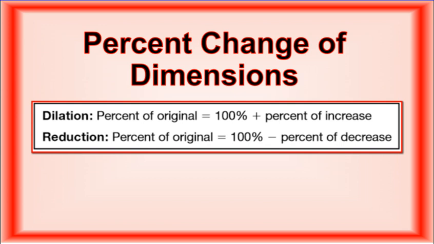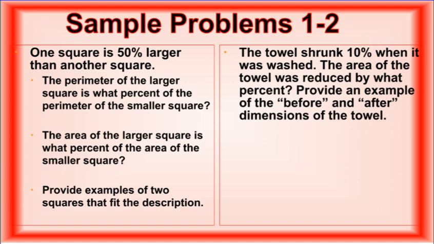So if they said it's a percent of, that means it's going to be a certain percent from the total. If they said a percent off, that means you're subtracting a certain percent from the total and then you solve it. So let's take a look at an example here.